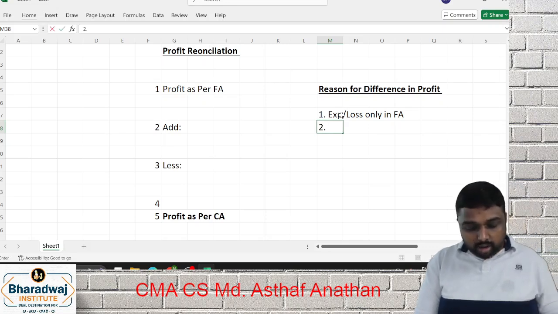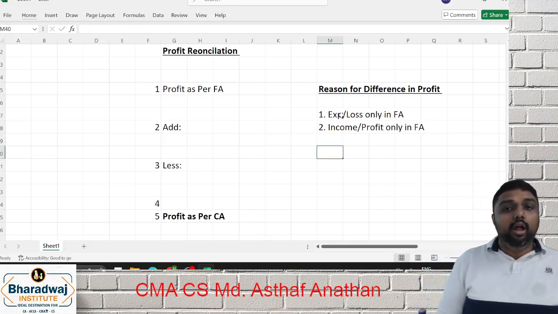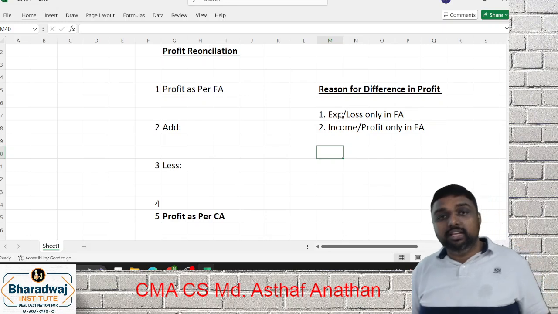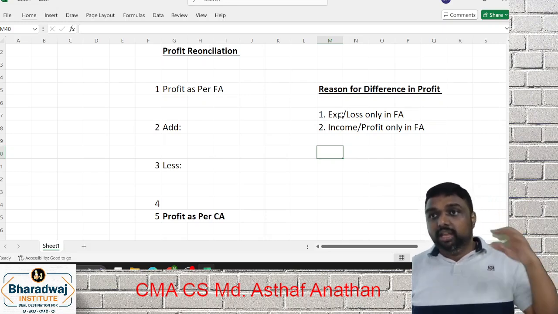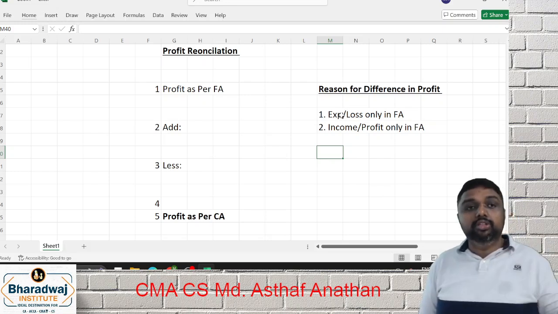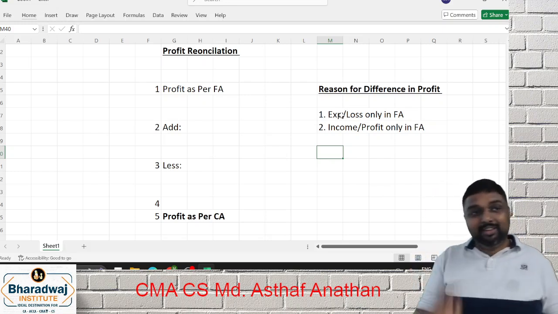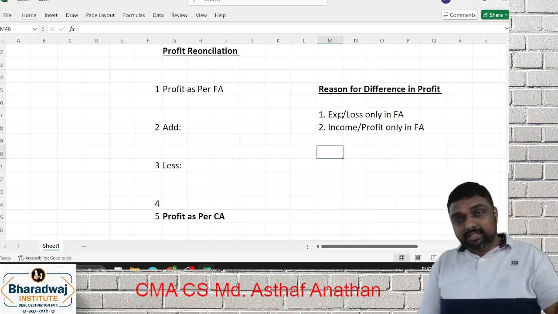Another point is what? Income or profit only in financial. This is another point. What is the income or profit only in financial? Income from sale of machinery, income from trading activities, interest income, dividend income, this sort. Profit on sale of machinery. These are all income only in financial. So this is another. Next, this is exam income.